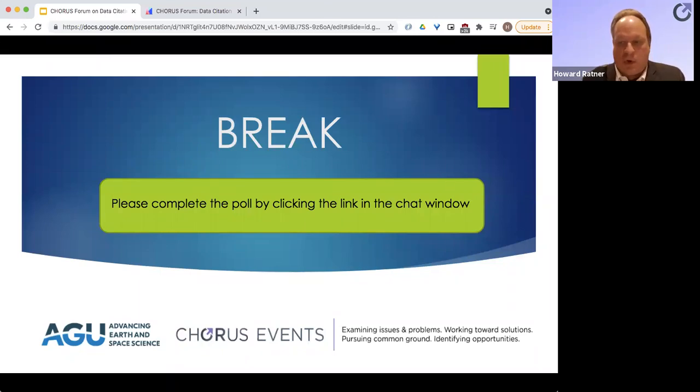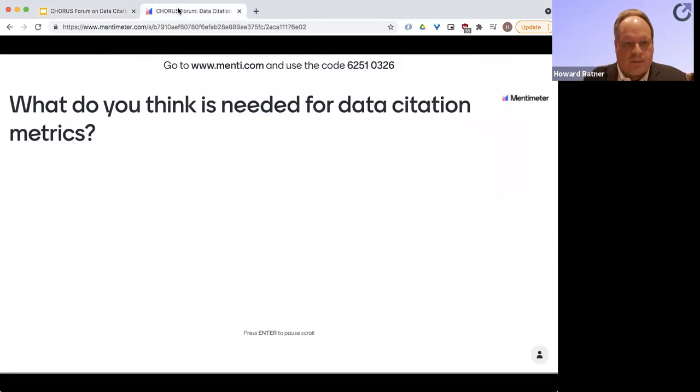But before you go off on break, Tara is going to post a Mentimeter slide for you to start to fill out, because we would like to get some of your feedback. The particular question is, what do you think is needed for data citation metrics? So go ahead and start filling that out, and I'll populate it on the screen. It'll be up there during the 10 minutes. We welcome you all to come back at 12:10. So see you soon.